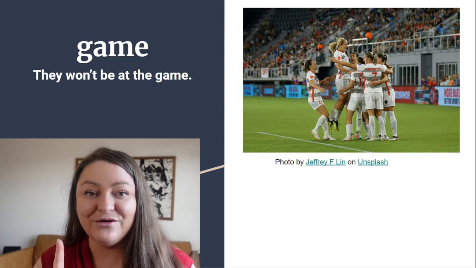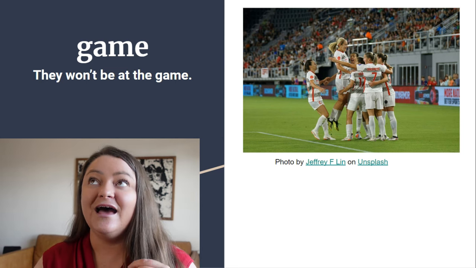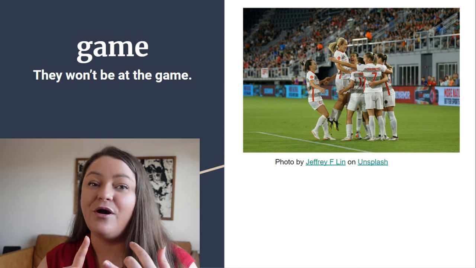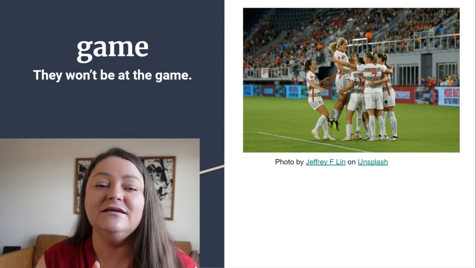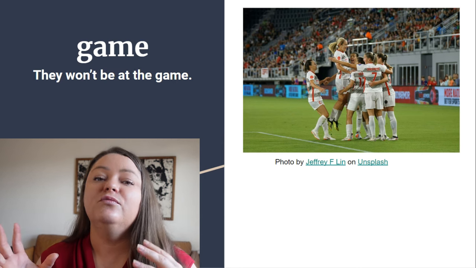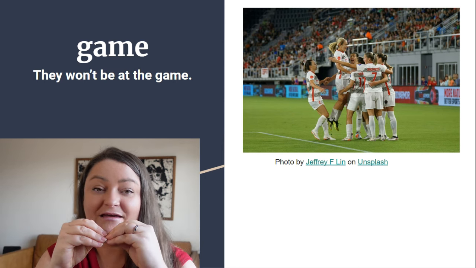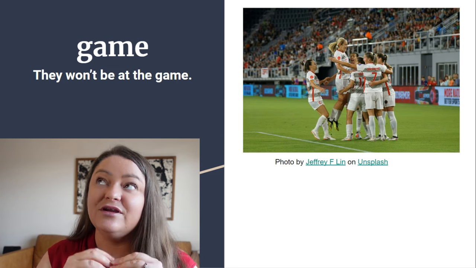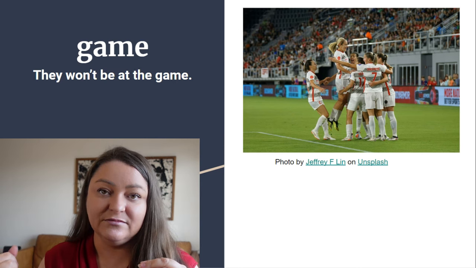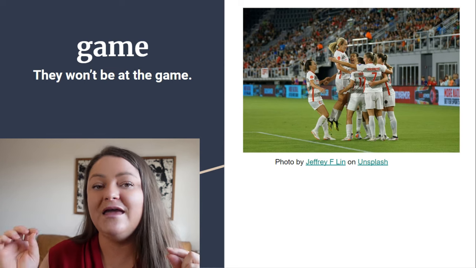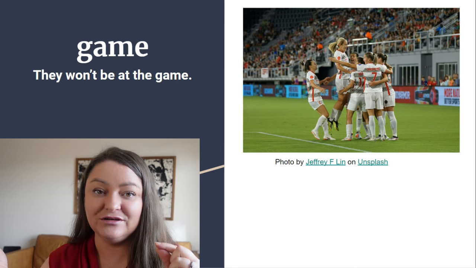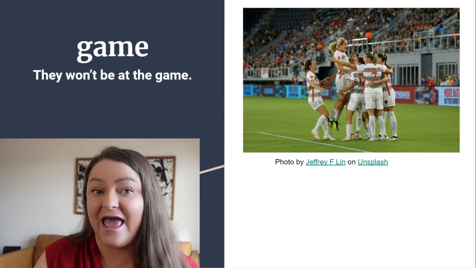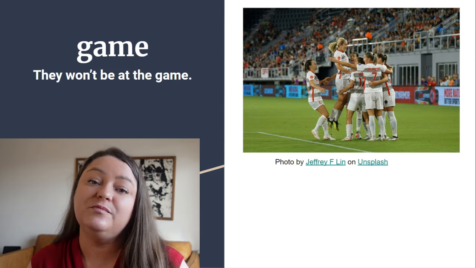Okay, one note here in American English. In the United States, when we're talking about basketball, baseball, football, hockey, soccer, whatever, when it's two teams playing, we say a game. That's in the United States. Other English-speaking countries, like the UK, may use the word match. But in the US, you'll find that more people say game. Okay, so they won't be at the game.